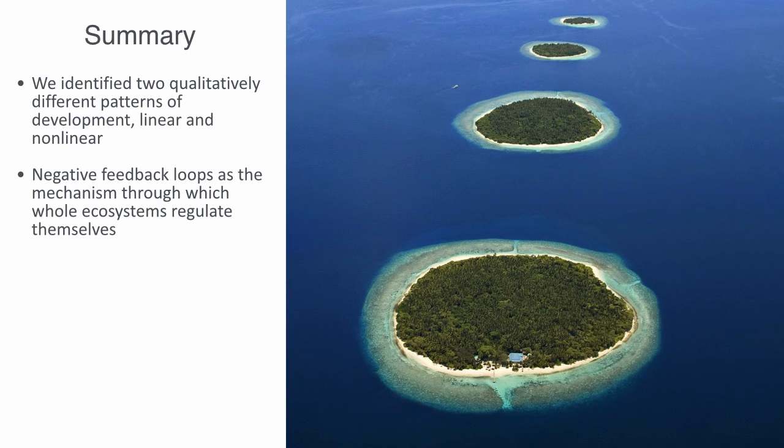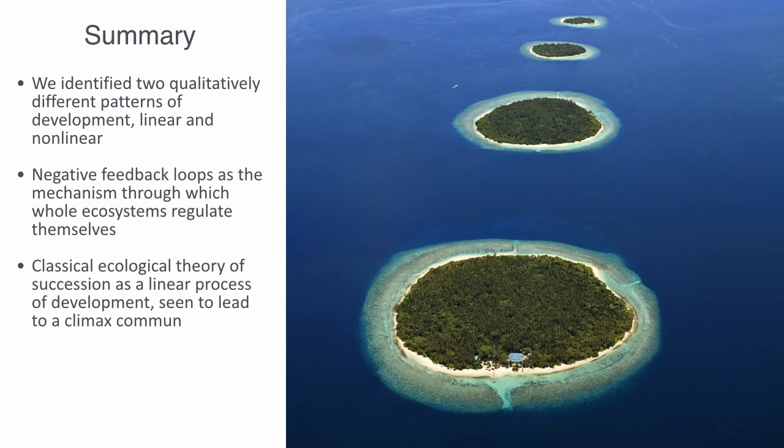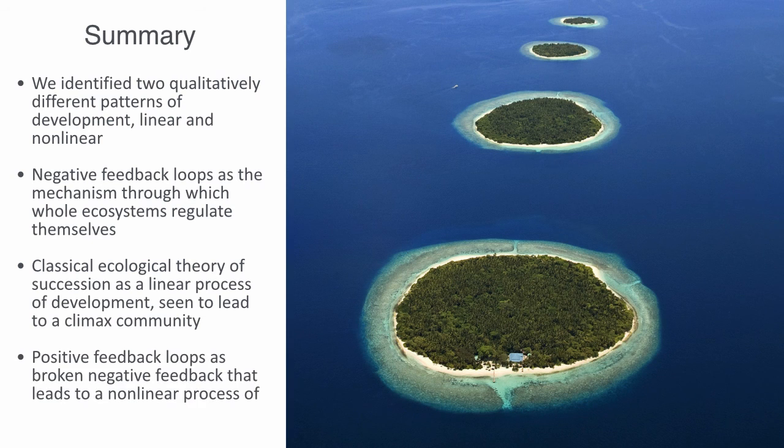We talked about the classical ecological theory of succession as a linear process of development seen to lead a climax community at a stable equilibrium state. We then discussed positive feedback loops as broken negative feedback that leads to a nonlinear process of development where the system can be said to be out of control, resulting in disturbance and possible collapse. By then combining these two patterns of development, we looked at a model called punctuated equilibrium, where the system follows both long-term incremental linear development and rapid nonlinear punctuations.